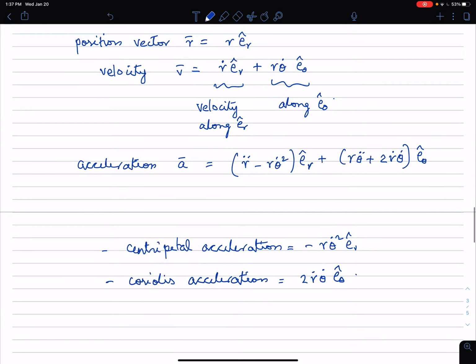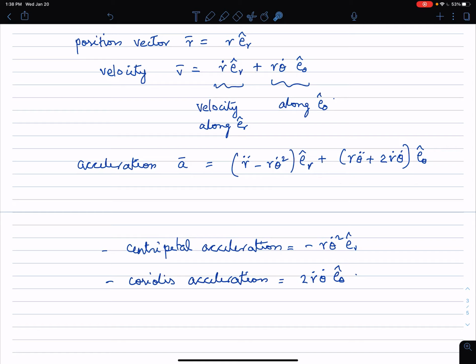This term, which is a new term, is called Coriolis acceleration. You can try to look up why it's called Coriolis. In any case, you can derive this expression by differentiating this and using the chain rule, basically the product rule for r dot and e_r, etc. You will get these four. Each of these will give rise to two terms, and that's why you have four terms here.